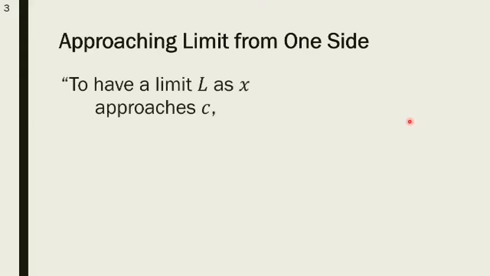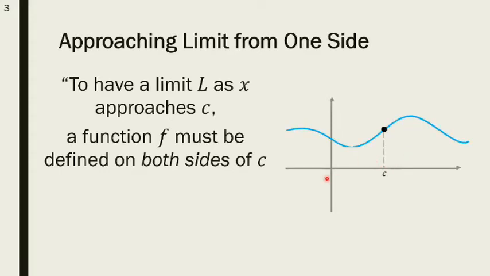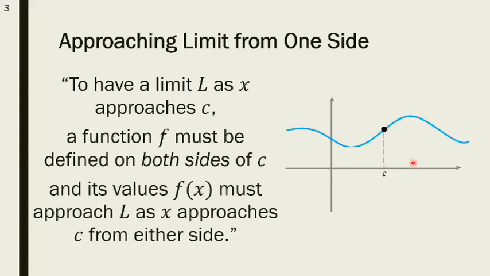To have a limit L as x approaches c, a function f must be defined on both sides of c. So if a graph of a function is defined on both sides of c, its values f of x must approach L as x approaches c from either side.